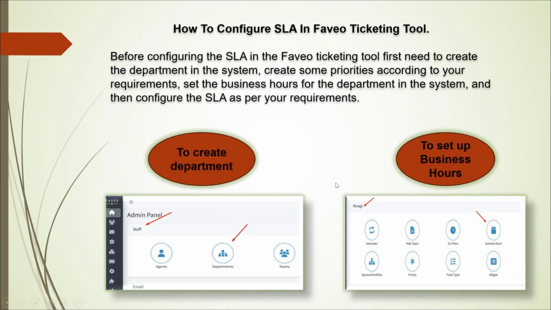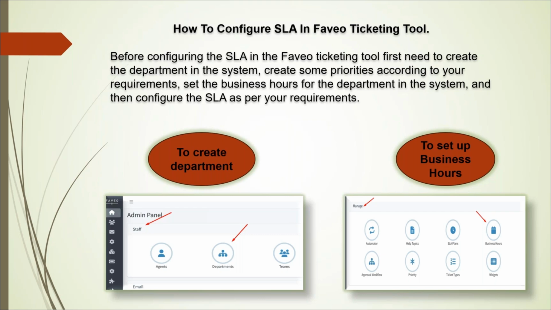Then you can create a department according to your requirements. Second, we need to set up the business hours for that particular department. For example, if you have multiple departments with different business hours, you can create multiple departments in your system, then assign business hours as per your requirements, and then you can create an SLA for that particular department as per your requirement. Then come to the next slide.